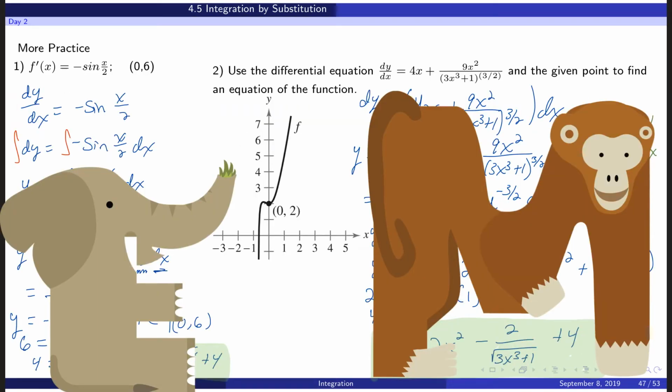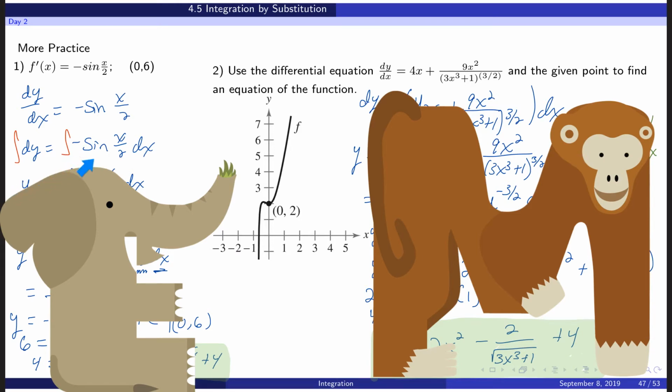Okay, 2 more examples. I've covered up most of the answers, but I'm going to give you a little bit of a head start. First one, if you're given f prime of x equals negative sine of x over 2 and the point (0, 6), you're solving for y, and we want a specific solution. In other words, we're not going to have plus c. So I change f prime into dy dx. I move the dx to the right side, and then in order to solve for y, I need to undo the derivative. So the antiderivative and the derivative will cancel out, and we'll be able to solve for y.